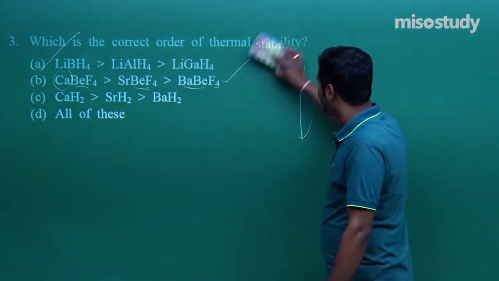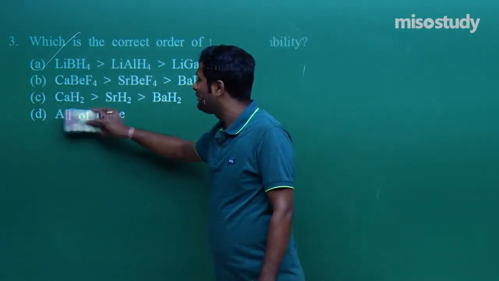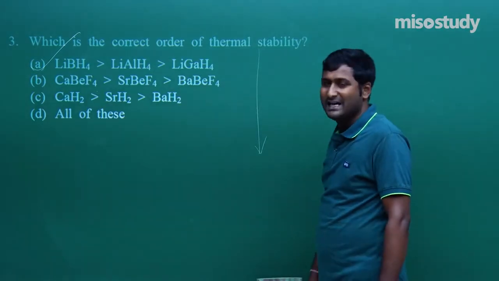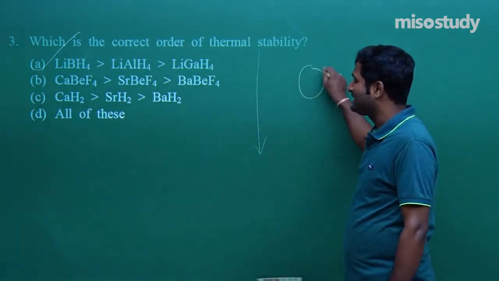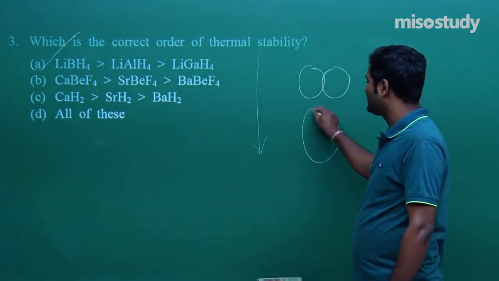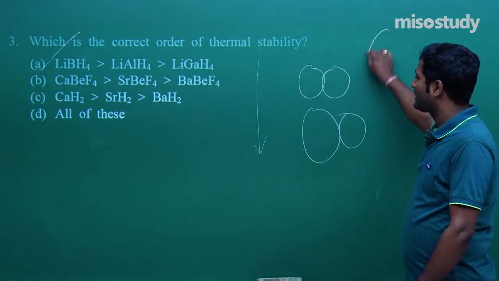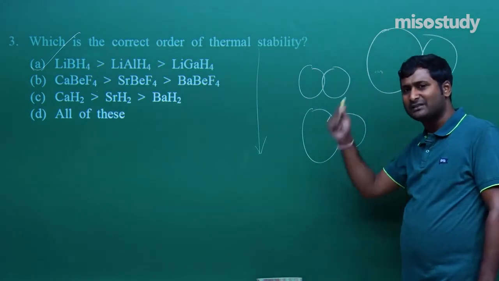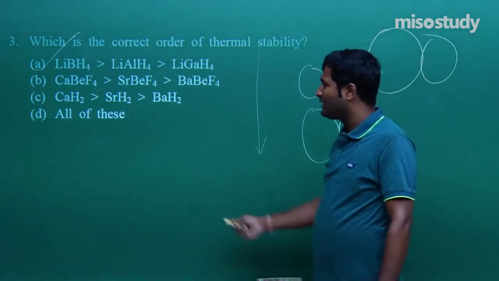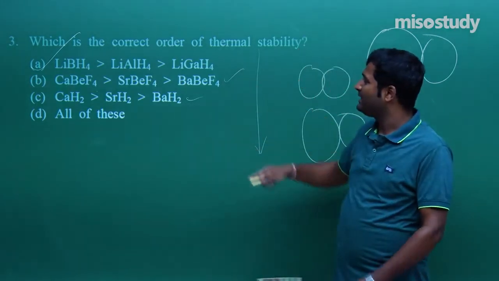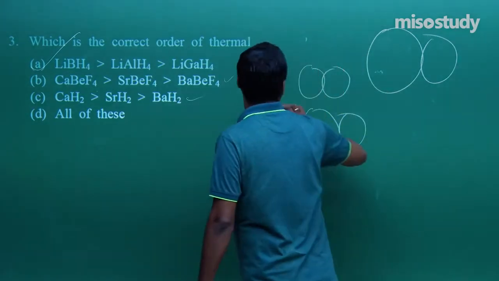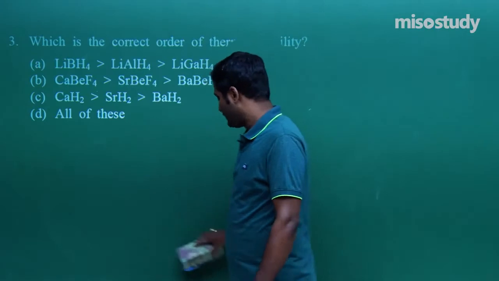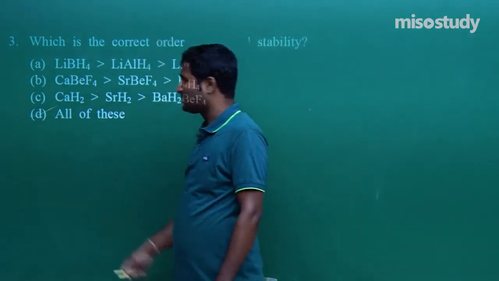Now check out the next one. Again what I am telling, if we move down the group, from calcium to barium, size increases. If this one is calcium and this is hydrogen, if this one is strontium and this is hydrogen, if this one is barium and this is hydrogen, it can easily be broken because of larger size and larger bond length. So this is also the correct order. So A, B and C are all correct. Check out the last option, all of these. So for this question, option D is the correct option.